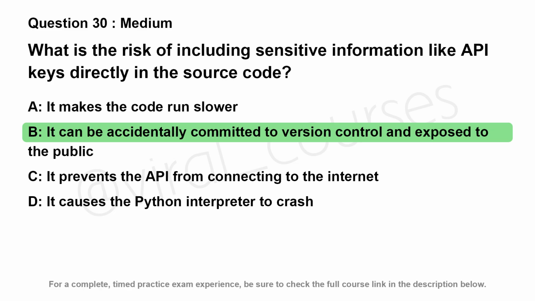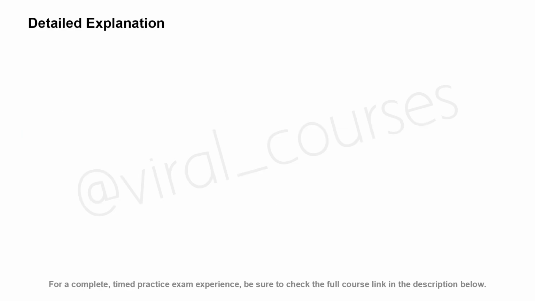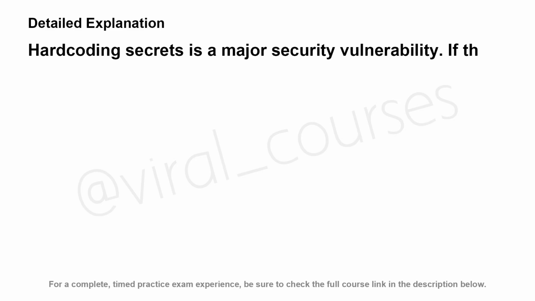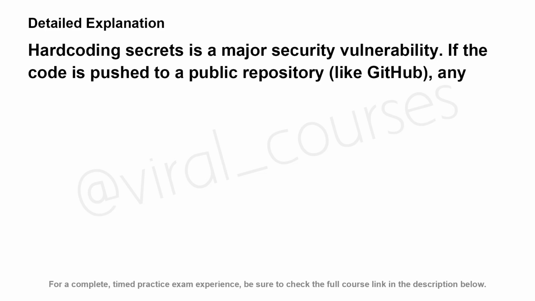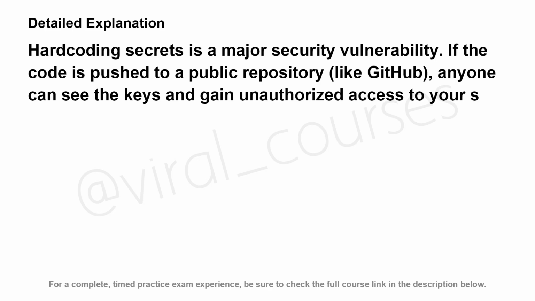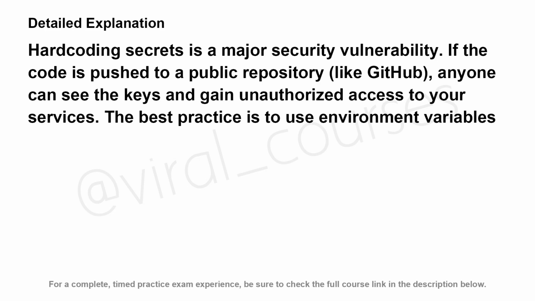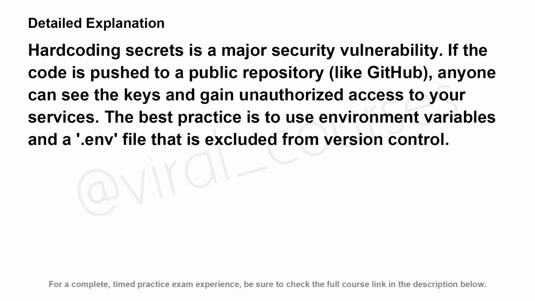The correct answer is B. Hardcoding secrets is a major security vulnerability. If the code is pushed to a public repository, like GitHub, anyone can see the keys and gain unauthorized access to your services. The best practice is to use environment variables in a .env file that is excluded from version control.